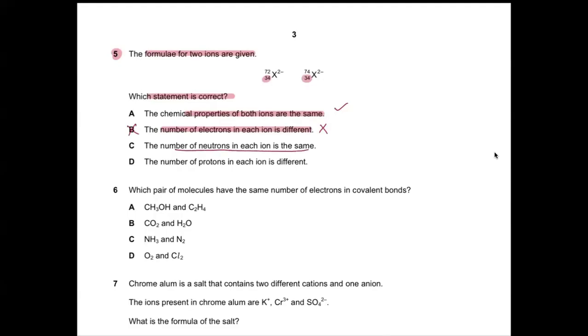The number of neutrons in each ion is the same. No, because the number of neutrons over here is 72 minus 34, which is going to be 38, and over here it's 40. So see, they are different. So C statement is wrong as well. The number of protons in each ion is different. No, they both have 34 and 34. So D goes wrong as well. So it means A is the correct answer. Is this clear?